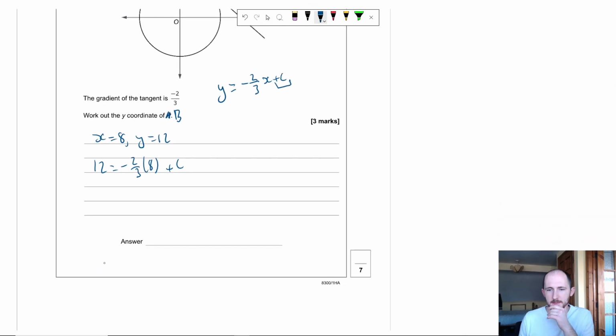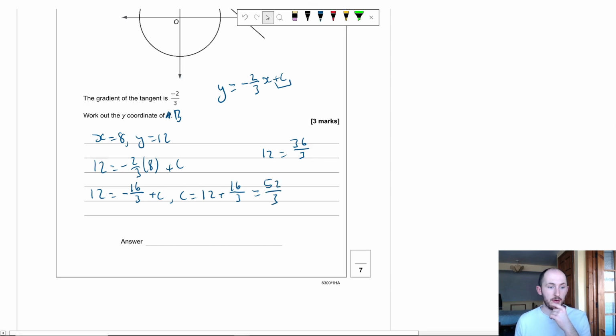So that gives me 12 is equal to minus 16 over 3 plus c, which means c is equal to 12 plus 16 over 3. So I'd have to make that 12 equal to 36 over 3. And then when I add that, I get 52 over 3, okay? And that's going to be our y coordinate. And we can't simplify that any further. So the y coordinate of B is just 52 over 3.